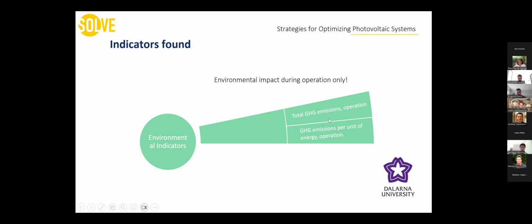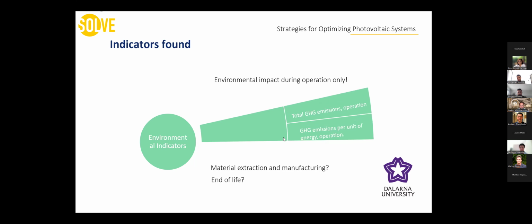One thing that we found is that the environmental impact is only considered during the operation, which might also be misleading, because you don't include the material extraction and manufacturing of the PV, which requires a lot of energy, a lot of resources to produce, and also the end of life, if you recycle it, if you dispose of it, and so on.